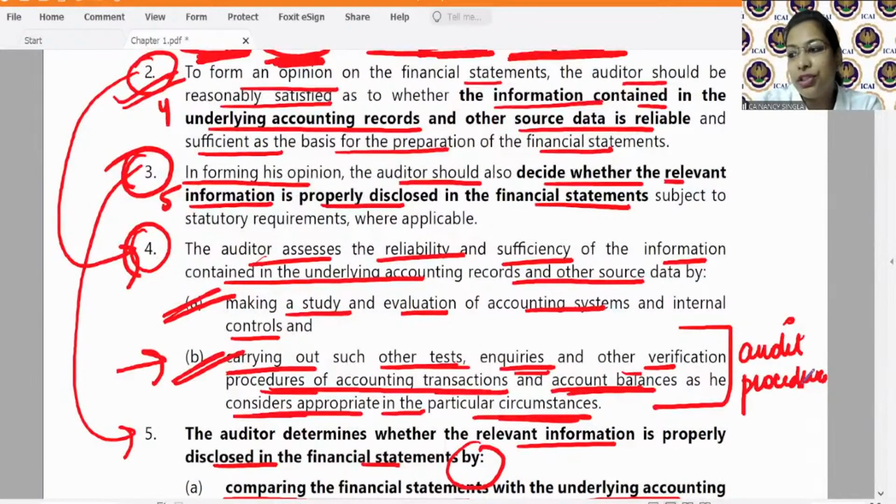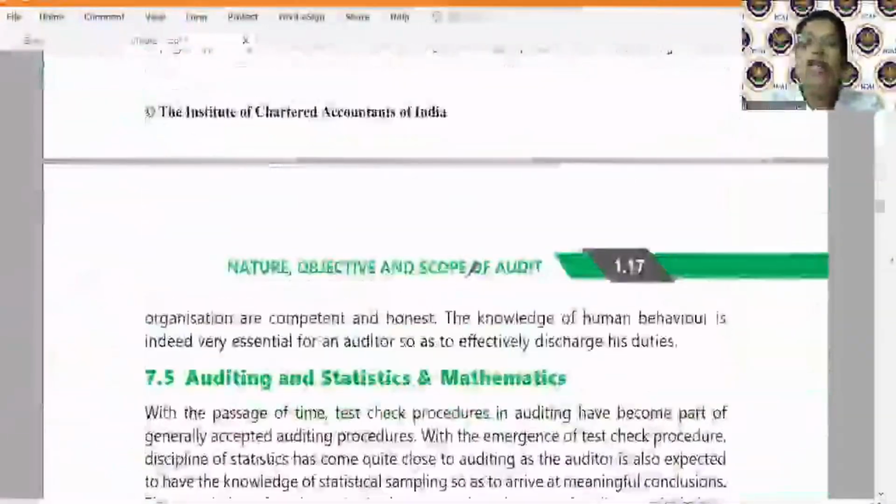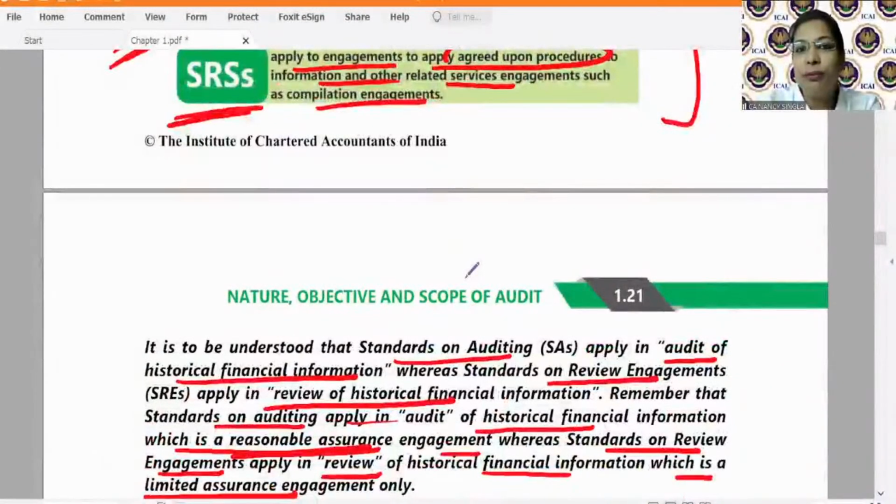And Sharan Krishnan, with respect to independence in appearance, it basically means that independence should be in the mind of the auditor. Also, to a third party, the auditor should appear to be independent. Independence in appearance means avoidance of facts and circumstances. The auditor should avoid such facts and circumstances which may lead a third party to think that the auditor is not independent, not exercising objectivity, integrity and professional skepticism.